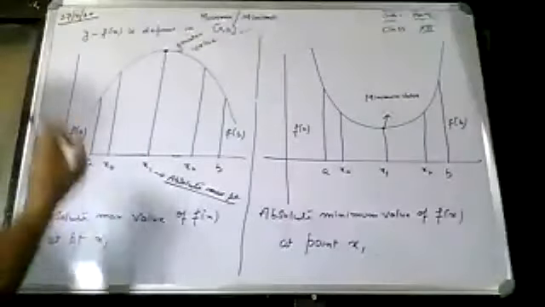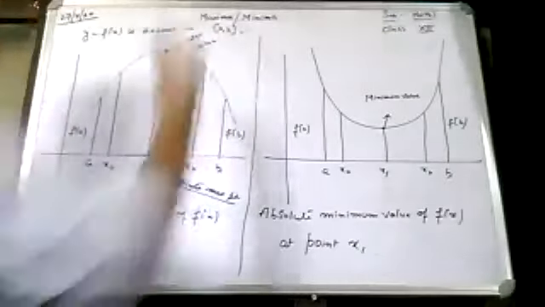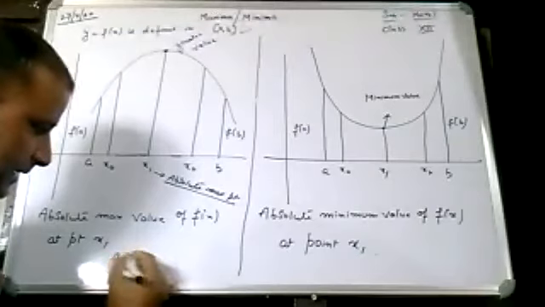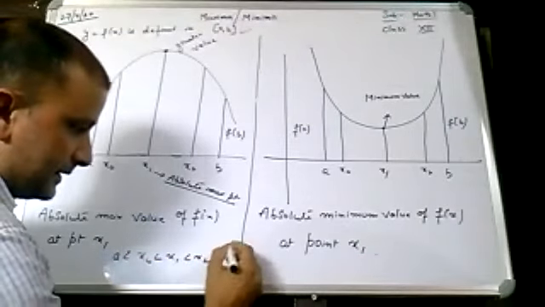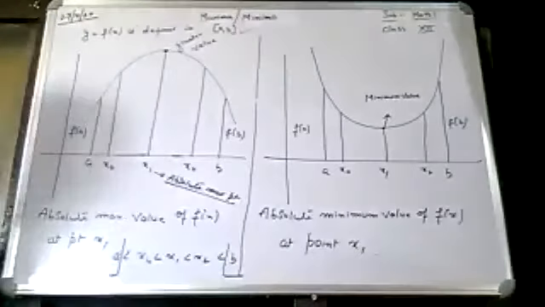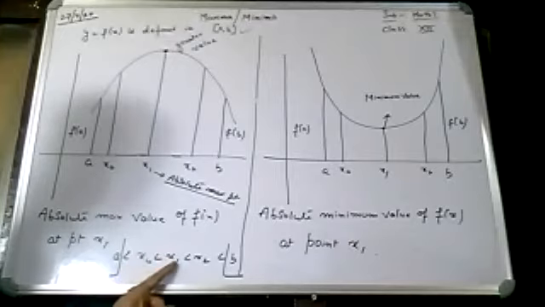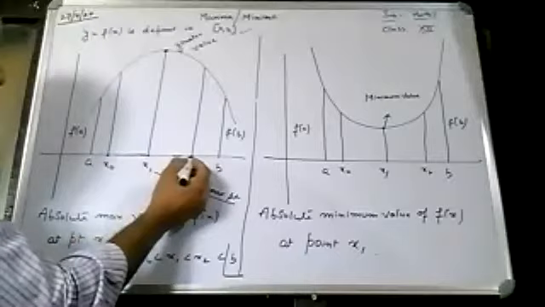f of x is defined in the closed interval a and b. So class, this is a and this is b, and this is the curve y is equal to f of x. In the interval a and b, I have taken these points. In between these, I have taken points x0, x1, x2.